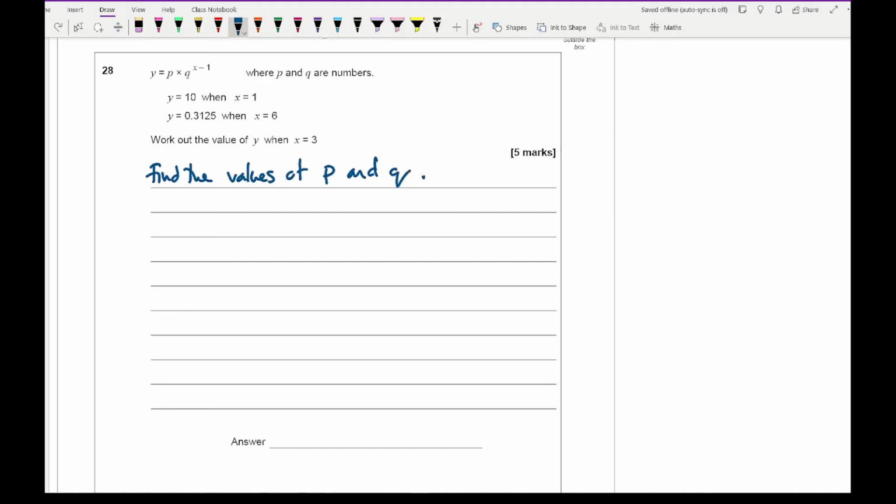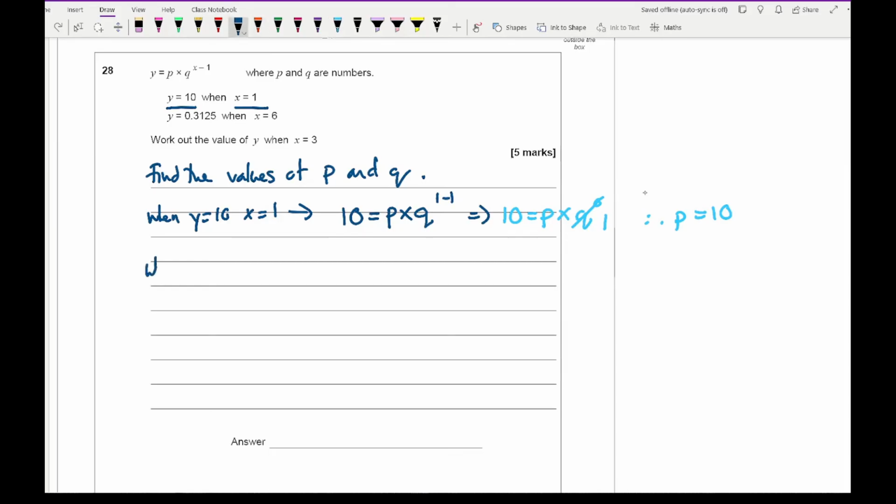If I substitute the numbers in, when y equals 10, x equals 1, so that becomes 10 equals p times q to the power of 1 minus 1. Now 1 minus 1 is 0, and anything to the power of 0 is 1. So what that becomes is 10 equals p times q to the power of 0, which is 1. So therefore p equals 10. So that's one value found.